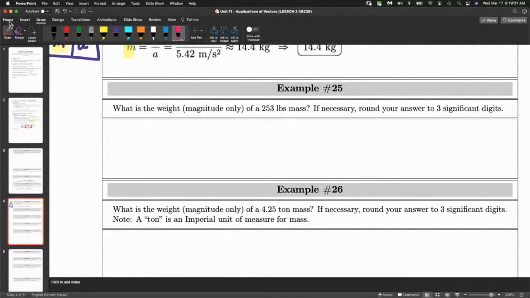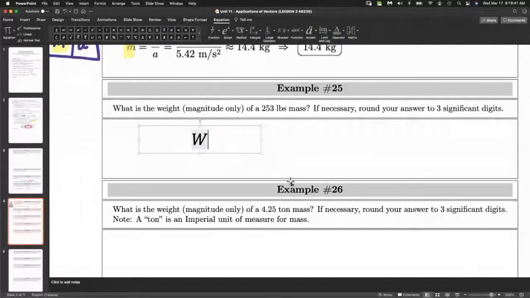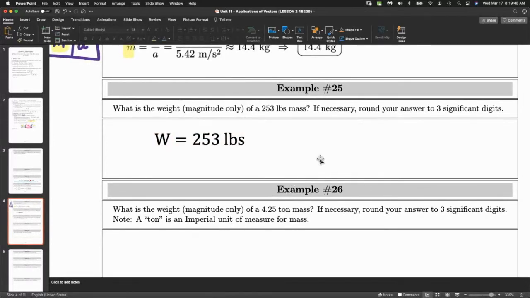So, can someone let me know in the chat, what is the weight of a 253 pounds mass? What's the weight equal to? That's right, Jai. It's that simple, people.